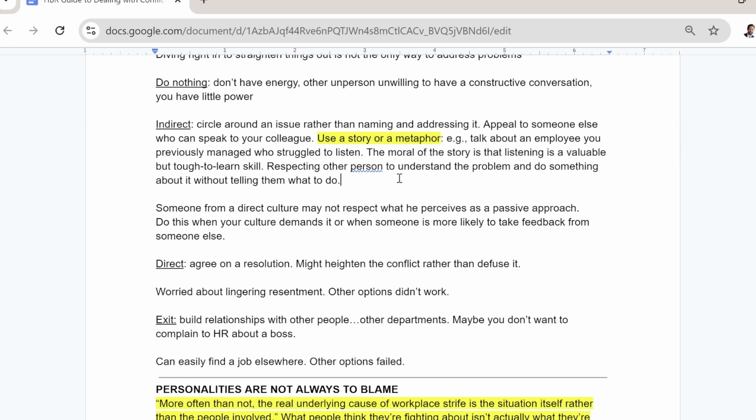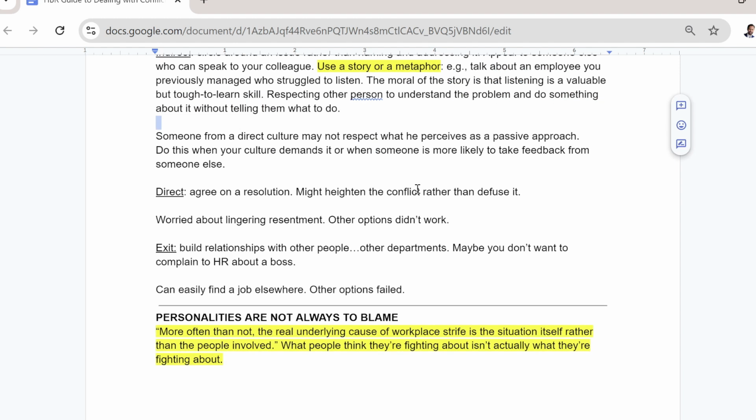Respecting the other person to understand the problem and do something about it without telling them what to do. So this is a very sophisticated approach to interpersonal relationships. And it's a strategy that is done very much in Asia that I think is an underdeveloped skill, especially in the US business environment. But I would consider having this in your toolkit for approaching conflicts.